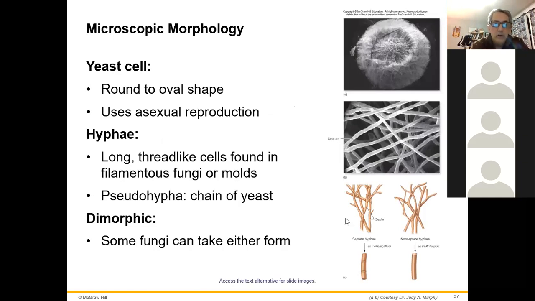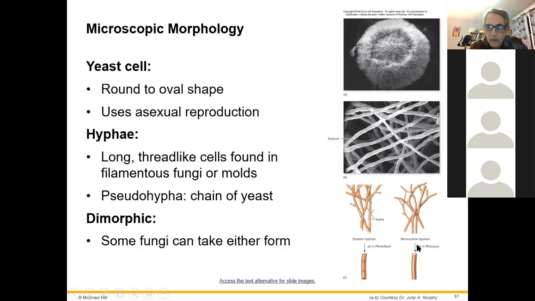You can get these long thread-like cells found in filamentous fungi or molds. And you can get pseudohyphae, which is just a chain of yeast cells. Some fungi can take either form. We call that dimorphic. Morphology refers to shape. Di would be 2 different types of shapes. So penicillin is a mold.